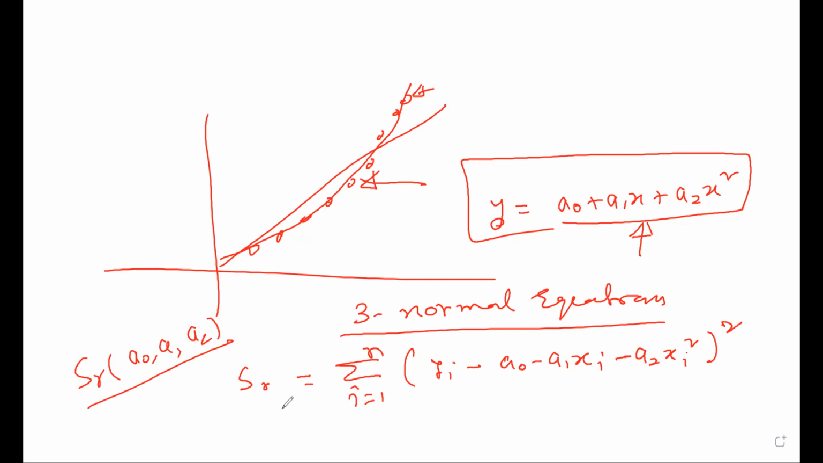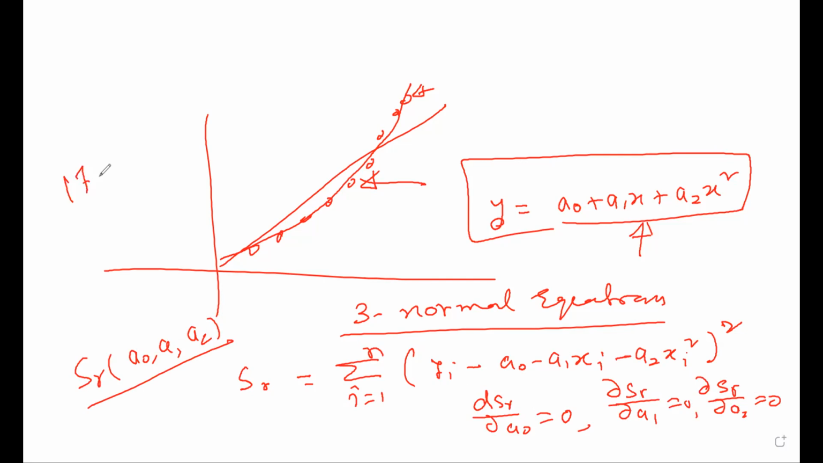Then how many times do you have to differentiate? You differentiate first dSR with respect to a0, set it equal to 0. Then you differentiate dSR with respect to a1, set it equal to 0. Then you differentiate SR with respect to a2, set equal to 0. Now how many equations will we have? Three equations, and those three equations can be solved simultaneously to find these three unknowns. The resulting technique is the same, okay?